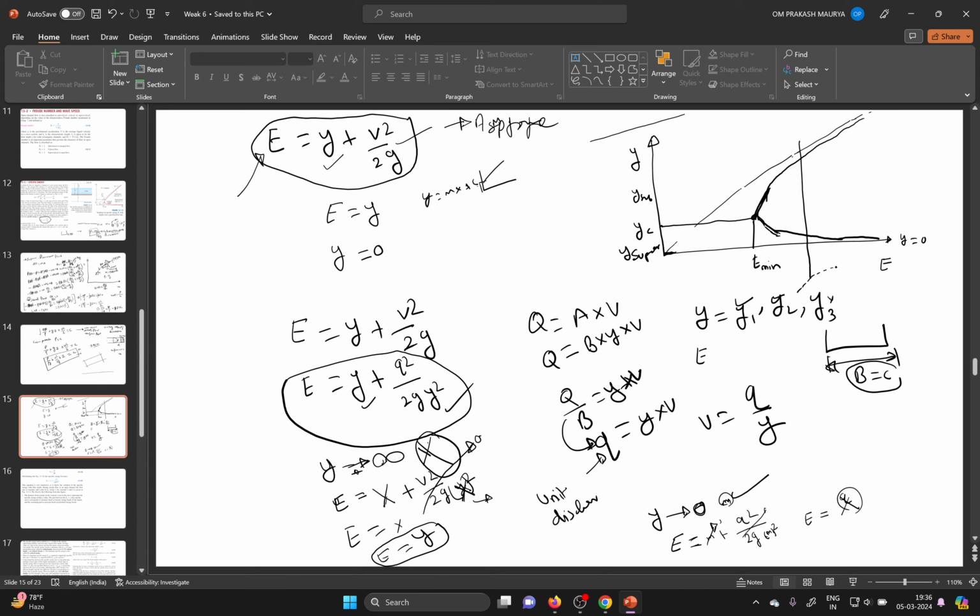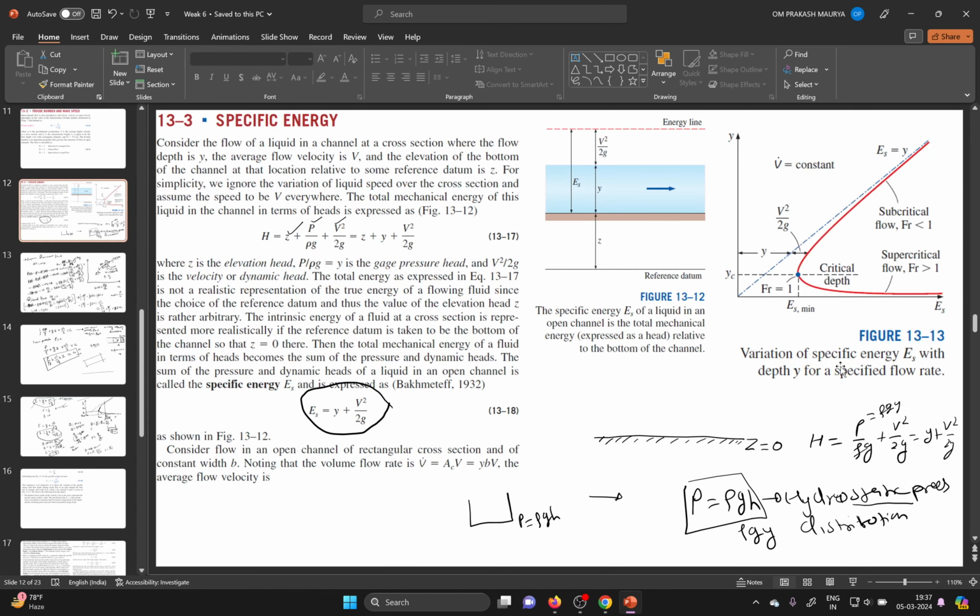This is the negative line, but negative depth is not possible, so we do not consider these things. Always two depths: one is the subcritical and another is the supercritical at a particular E. These two depths are possible. So in this figure only these things are represented.